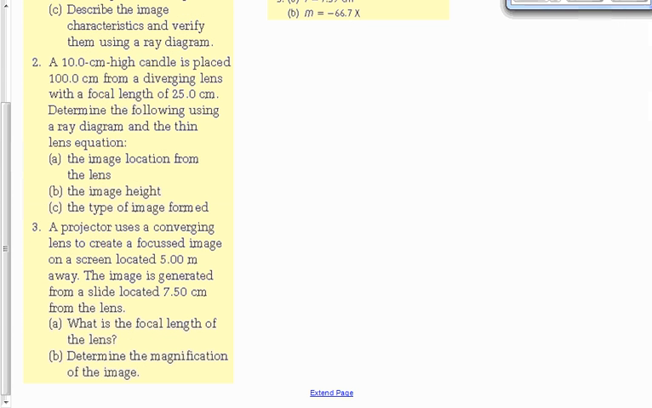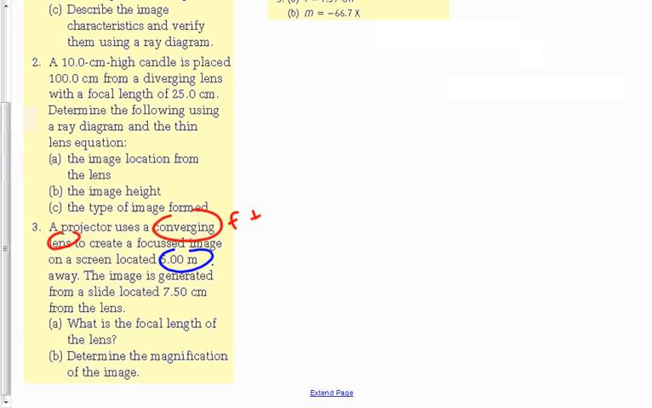All right, let's have a quick look at number 3. This one, I think, throws people for a loop sometimes because of the wording of the question, but also because of the units involved. It says a projector uses a converging lens. That's good, okay? Converging lens just means that the focal length is positive. That makes it a little bit easier. We want to form a focused image on a screen that's 5 meters away.